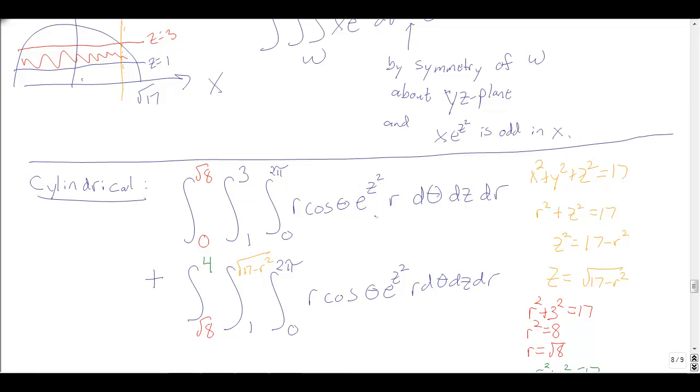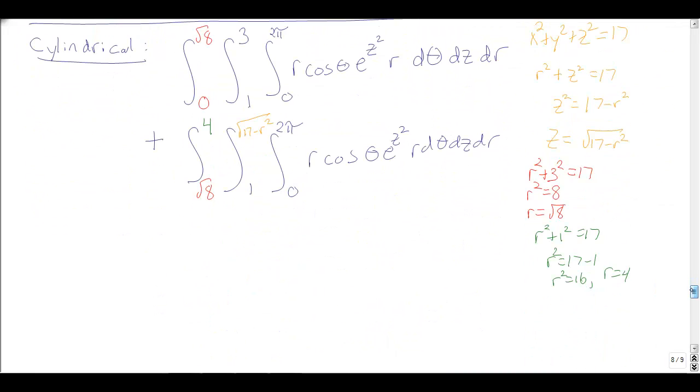Something nice is going to happen, though. Second one, still, there's no z's in my bounds. I have an r, but no z's. So I'm worried about integrating e to the z squared. So this is where I'm going to rely on doing theta first.